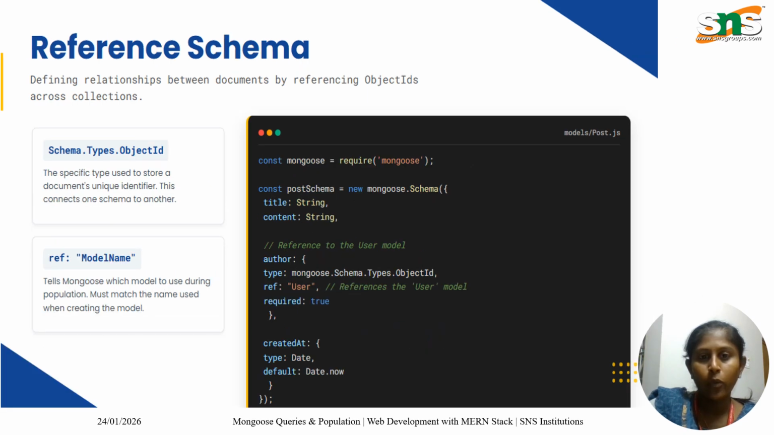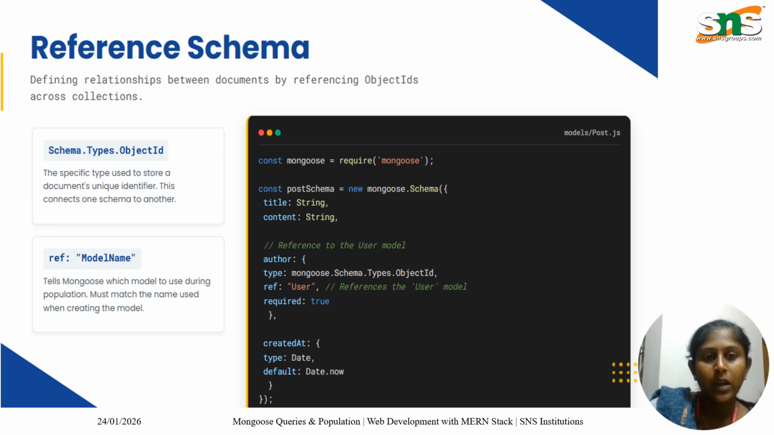Now let's look at how we model relationships in MongoDB using Mongoose. This is done through reference schemas. In NoSQL databases, we don't use traditional joins like in SQL. Instead, we store references between documents using object IDs. For example, consider a post schema that has an author field. Instead of embedding the entire user object, the author field holds an object ID. That object ID points to a document in the user collection. This approach keeps our data normalized and avoids duplication.